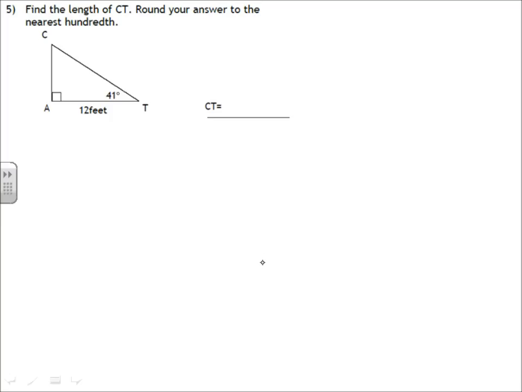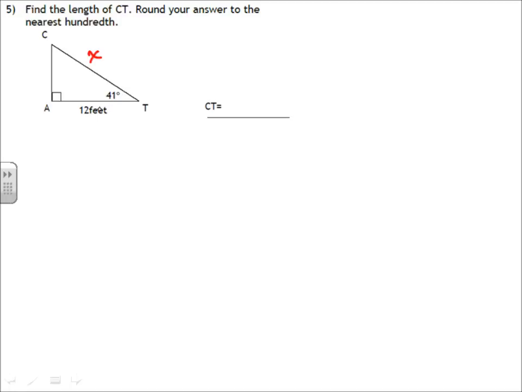Next question asks me to find the length of CT. I'm going to go ahead and put a variable right here. So this is what I'm asked to find, the length of segment CT, which is the hypotenuse. And I'm given an angle of 41 degrees at T, and from this angle, my adjacent leg is 12.